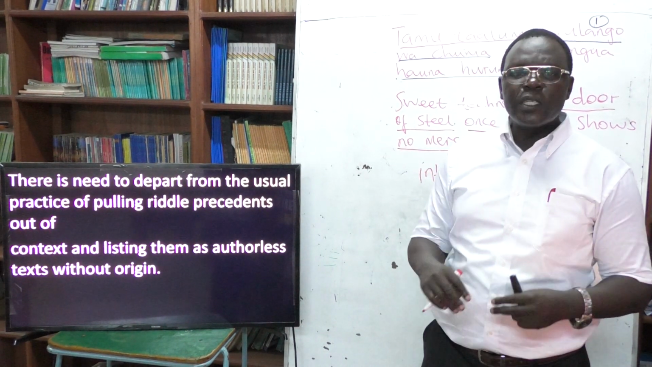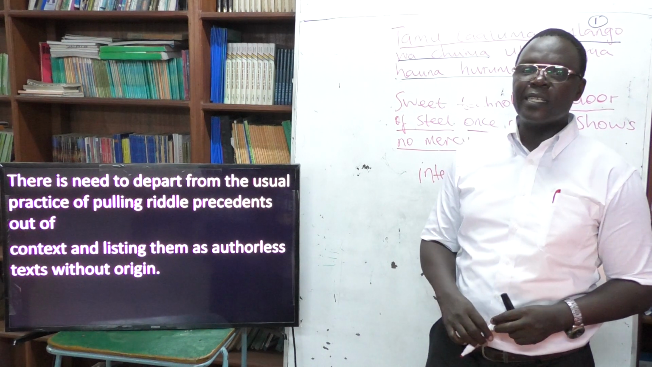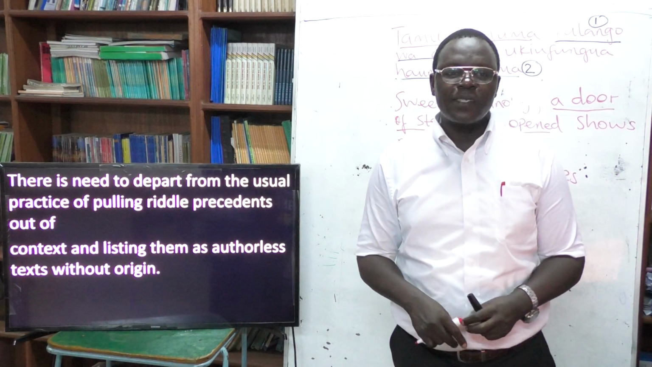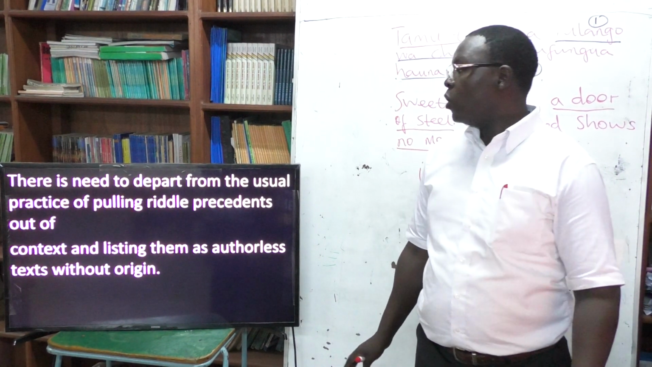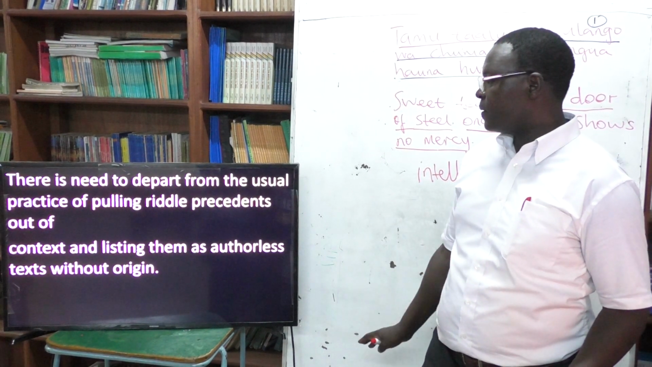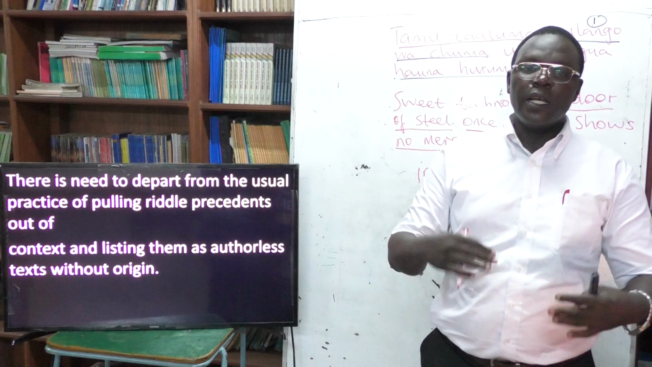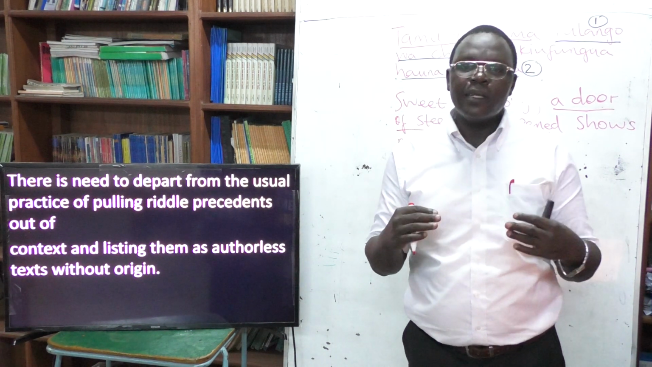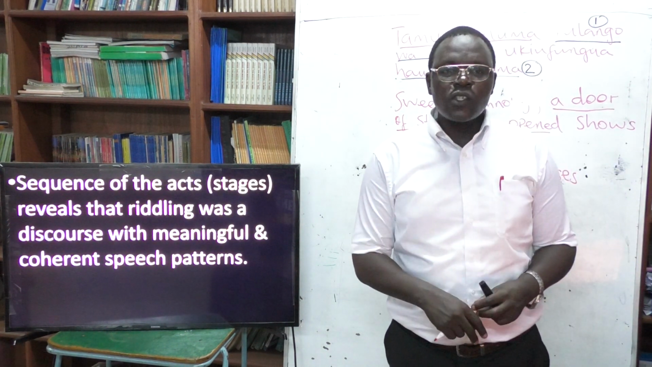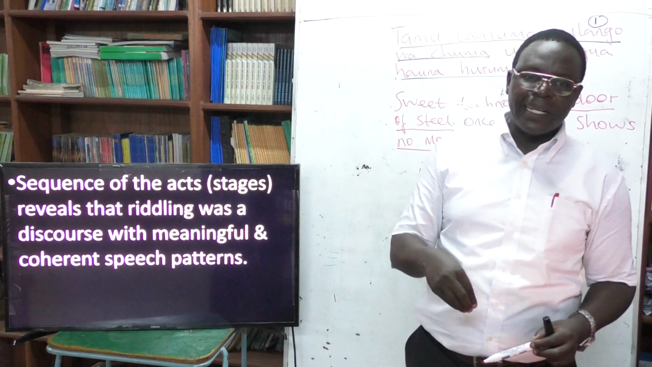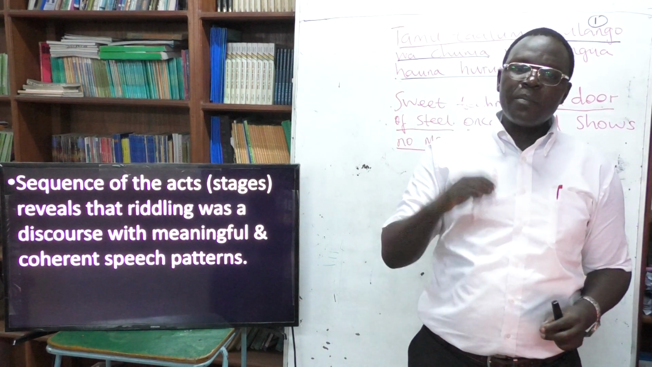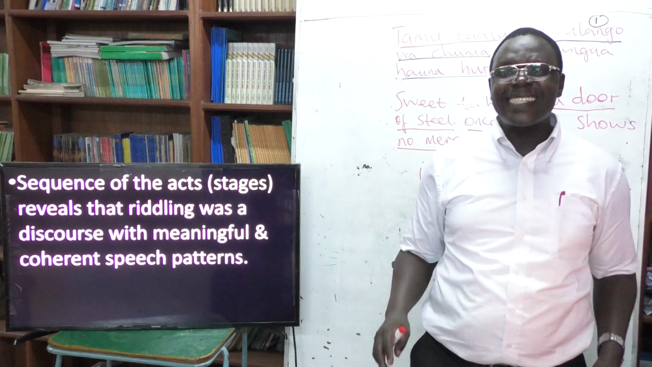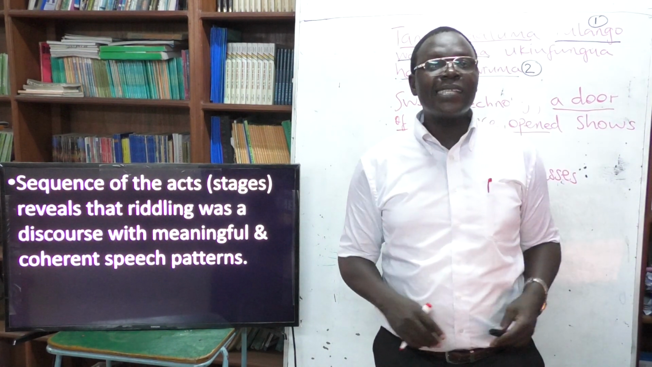Now, there is need to depart from the usual practice of pulling riddles precedents out of context and listing them as authorless texts without origin. Now, it is important that riddles have what we call authority. The author of the riddle, who is coming in to prepare this riddle. Sequence of the acts, the stages, reveal that riddling was a discourse with meaningful and coherent speech patterns. In other words, the riddles were not haphazard, as you may see in this riddle below.